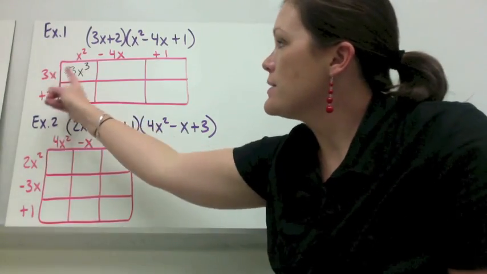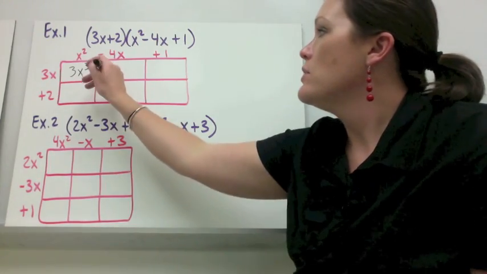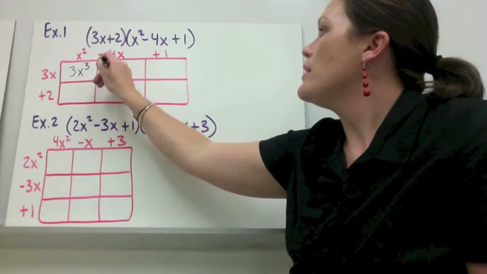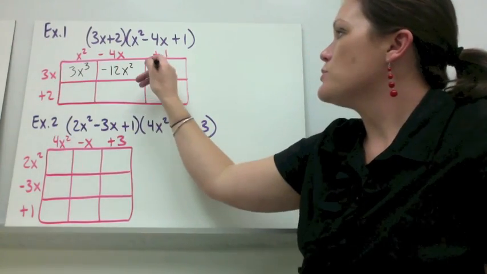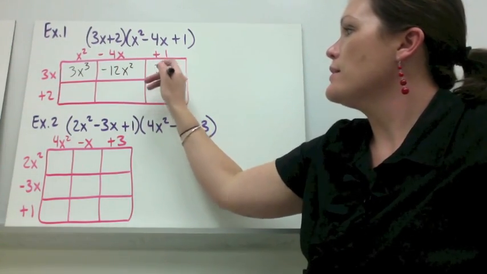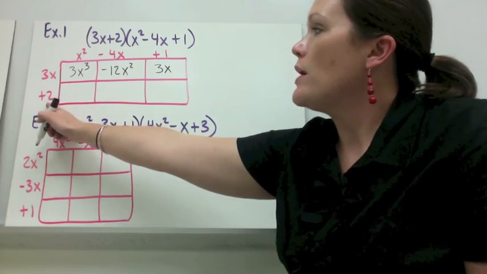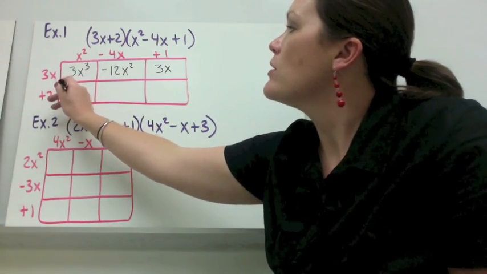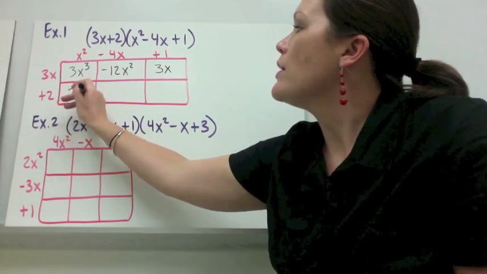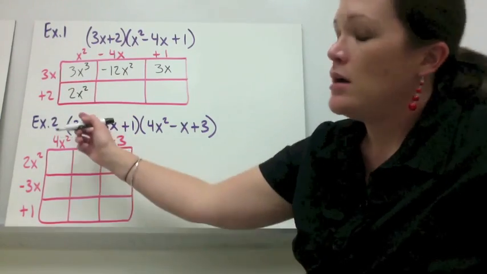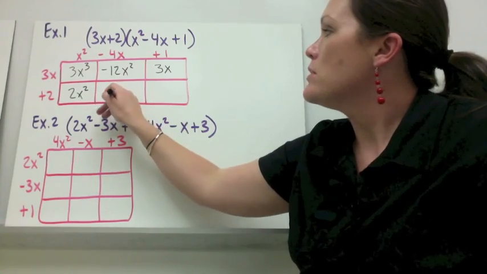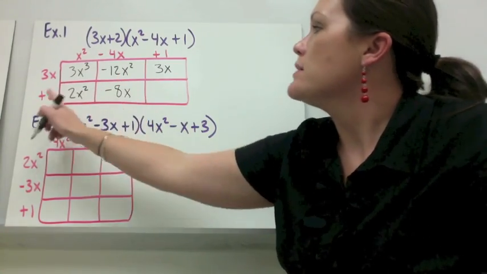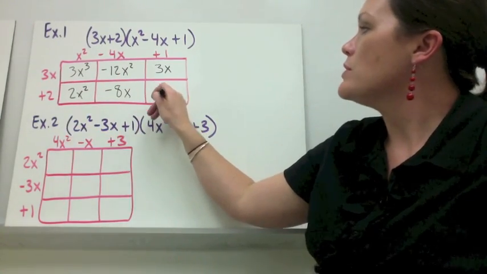I have 3x times negative 4x. That gives me negative 12x squared. And I have 3x times 1, so I would get 3x. On the bottom row, I have 2 times x squared, so I would get 2x squared when I multiply. I have 2 times negative 4x. That would just give me negative 8x. And 2 times 1 would be 2.